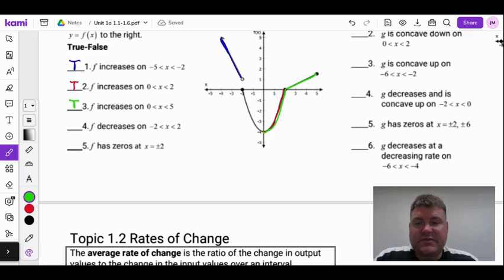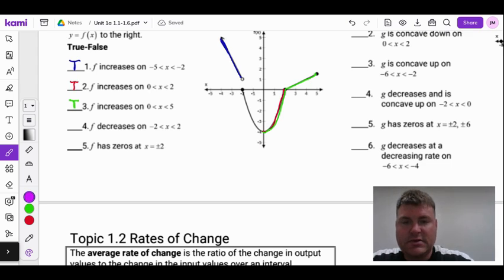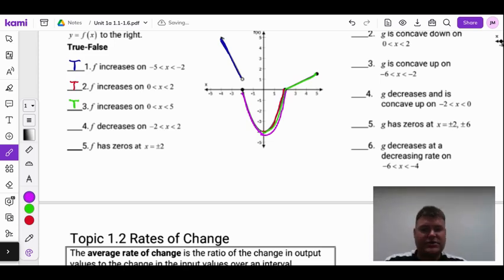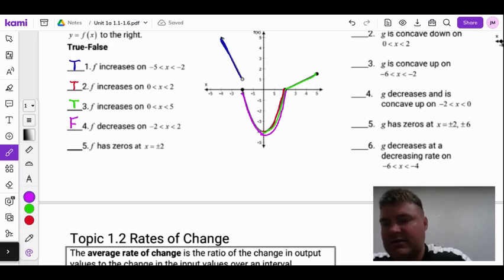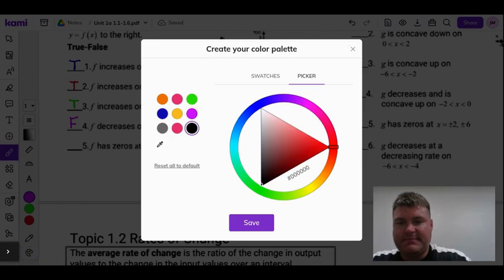F decreases from -2 to 2. Well, I agree that we're going to decrease a little bit right there, but since it increases anywhere on this interval, it's untrue that it decreases on the entire interval. So this is going to be false.